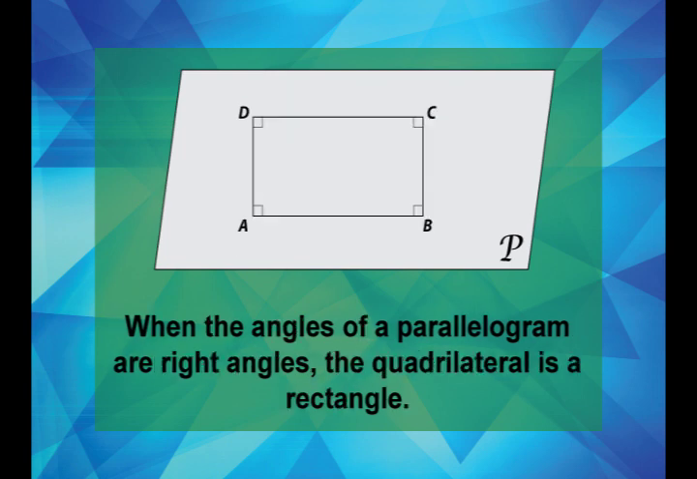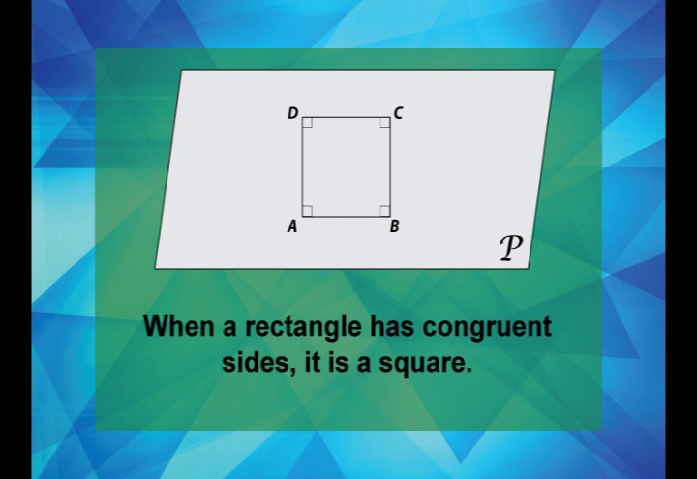When the angles of a parallelogram are right angles, the quadrilateral is a rectangle. This parallelogram is a rectangle. Notice the square corners. Opposite sides are congruent. When a rectangle has congruent sides, it is a square. With a square, all sides are congruent, as are all angles.